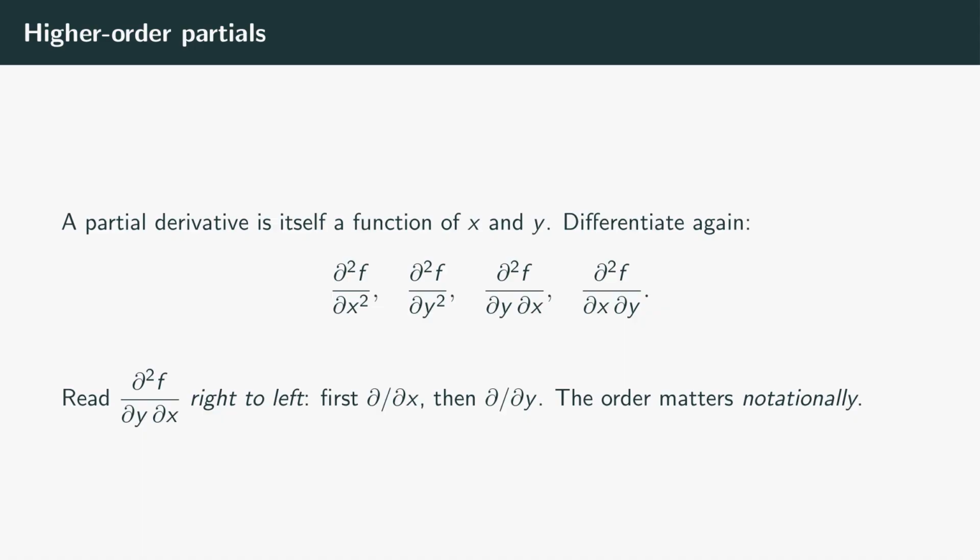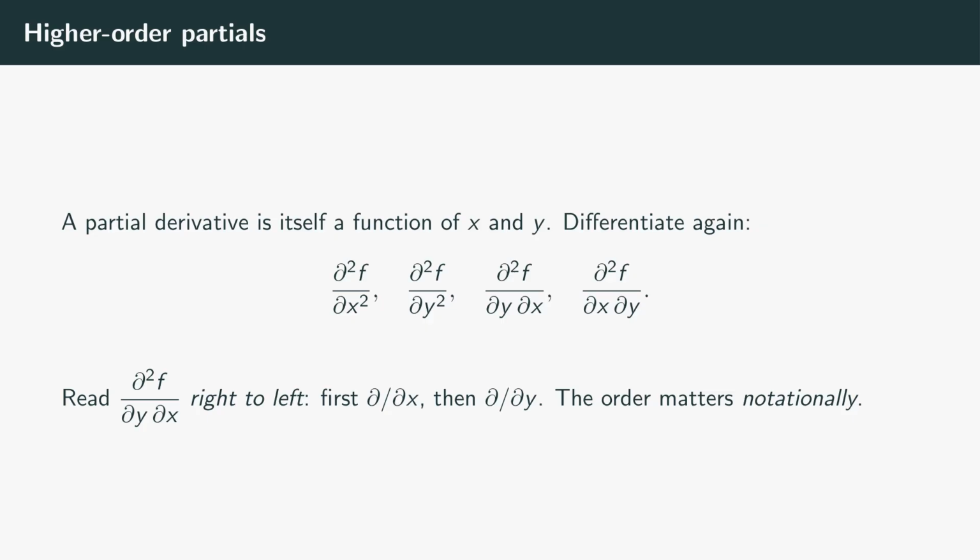A partial derivative is itself a function of the same variables, so we can differentiate it again and get second-order partials. For a function of two variables, there are 4 of them. 2 pure second partials, differentiate with respect to x twice, or differentiate with respect to y twice, and 2 mixed partials where you take x then y, or y then x.